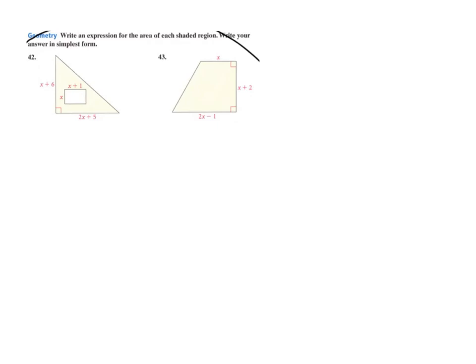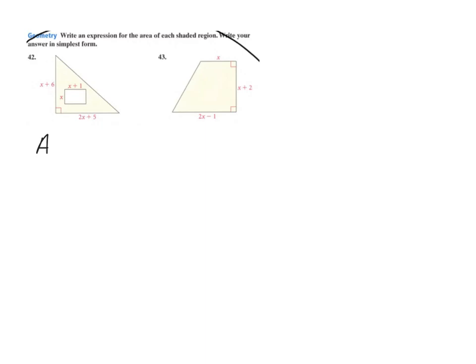For number 42 of section 9.3, it says write an expression for the area of each shaded region, and then you have to write your answer in simplest form. So if we look at 42, the shaded region is going to be kind of like this yellow region that's underneath the triangle but outside of this rectangle here. To find that shaded region, you're essentially going to have to subtract the two areas. So in order to do this, we need to find two different areas.